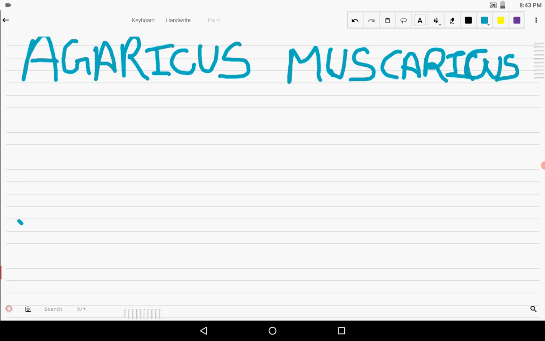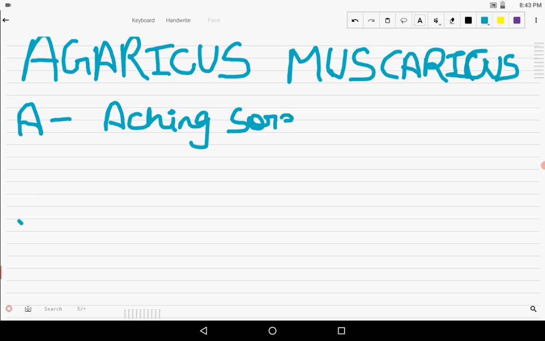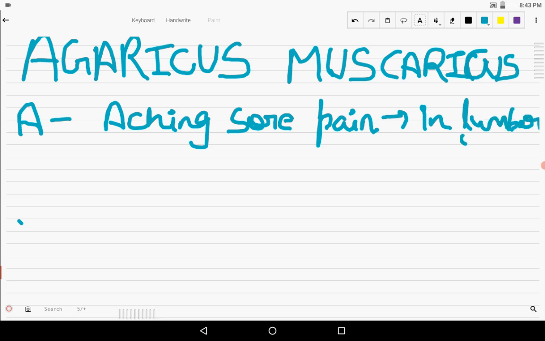Mnemonics of Agaricus Muscarius. First letter is A. A stands for aching, sore, pain in lumbosacral region. In lumbar and sacral region.